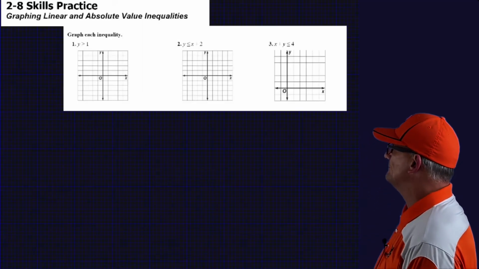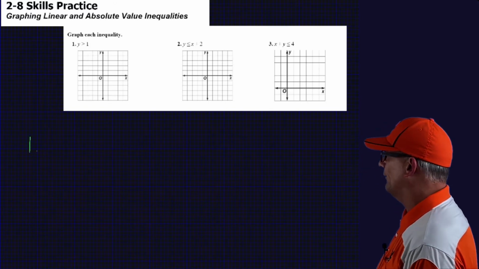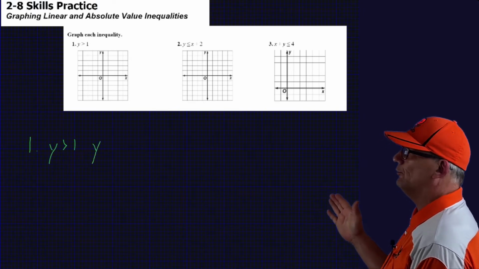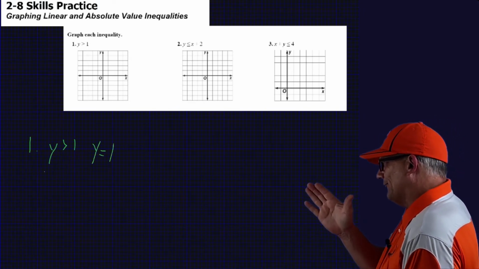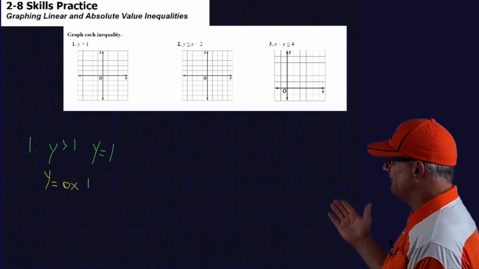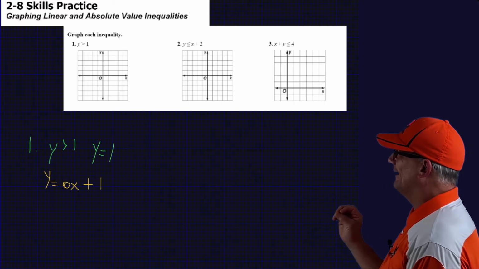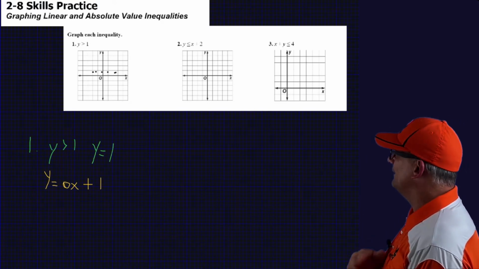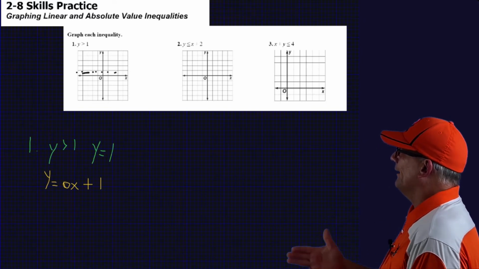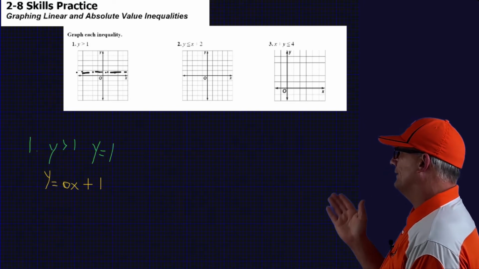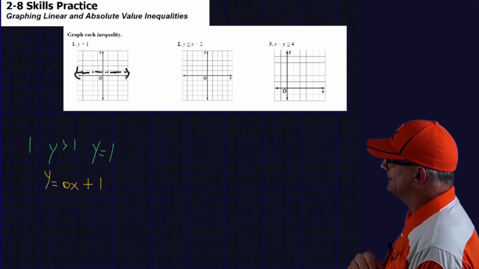All right, so our first inequality is y greater than 1. Now when we graph this, let's look at it like it's y equals 1. That's where we're going to draw our line. Now the difference between an inequality and a linear equation is you have to decide when you draw your line, is it going to be a dashed or solid line? If you do not see the equal sign under the inequality, it's a dashed line. So I teach it where if you don't see a line, you don't draw a line. You draw a dashed line.